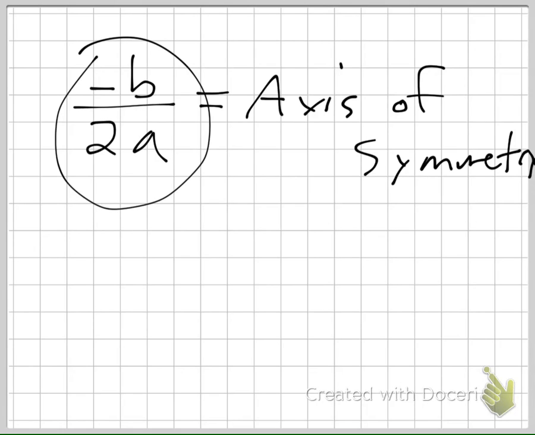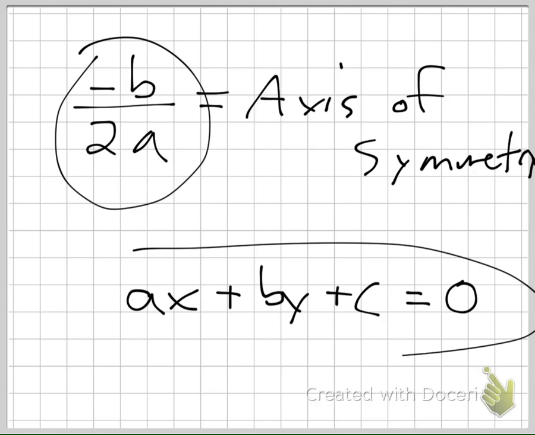Do you remember what the original formula is? What is the formula for a quadratic equation? It's ax squared plus bx plus c equals 0. Agreed? That is the quadratic. That is a quadratic function. That's a quadratic equation. Okay?